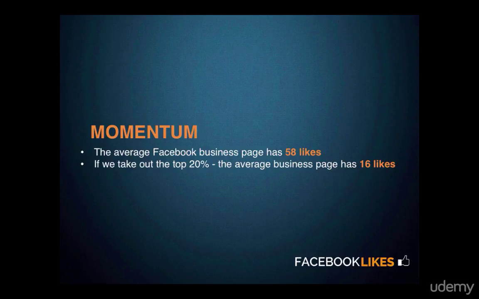In fact, the average Facebook business page has 58 likes. And if we take out the top 20% of pages, the average business page on Facebook has only 16 likes, which is horrible. I don't think anyone would want their business to have just 16 likes. One of the main reasons why this is such a low number is because people don't understand the momentum aspect of Facebook. These 16 likes, the hardest 16 likes you will ever have to work for.